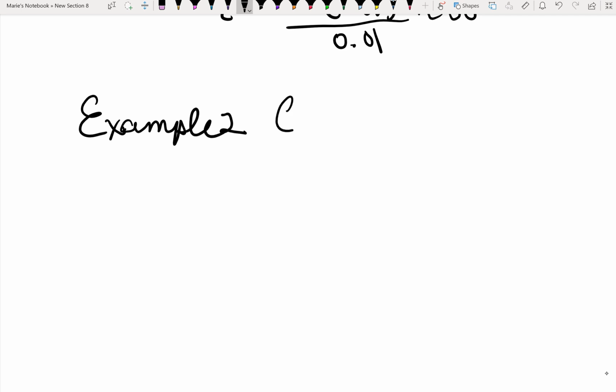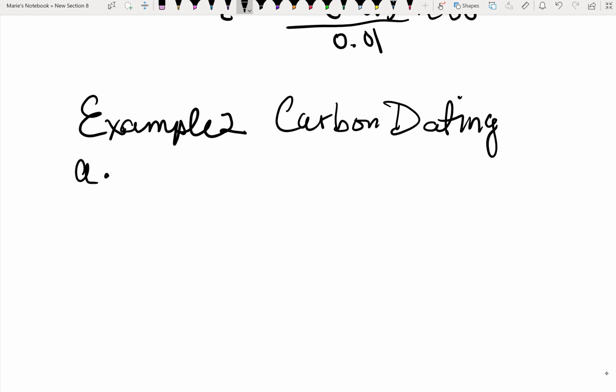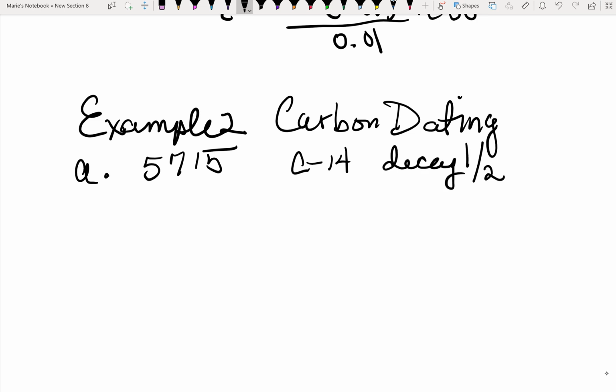Carbon dating, basically. And so in this one, in part A, it says, use the fact that after 5,715 years, a given amount of carbon-14, I'm just going to put C14, will have decayed, like I said, to half of the original value for carbon decaying.